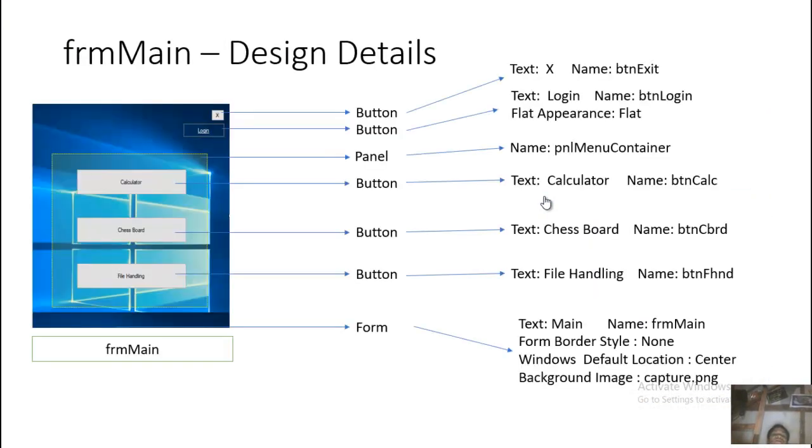Now for the details of our form main, we have 5 buttons and 1 panel. One button for the exit, as the exit button, the login button, and of course the 3 buttons inside the panel, which is the calculator, the class cheeseboard, and the file handling buttons. Now the details of the object properties is on the right side.